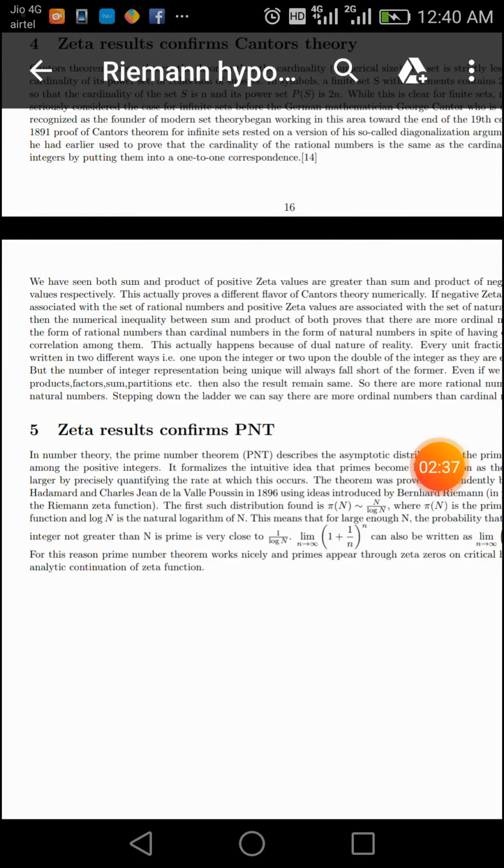Now zeta results confirm the prime number theorem. Anybody who starts with number theory tries to prove the prime number theorem. I thought I would also do that, but once I tried to enter there, I saw it's kind of an obvious thing to do. So let me put a few words, let me inject a new concept that itself will be sufficient to explain why it is a kind of obvious thing.